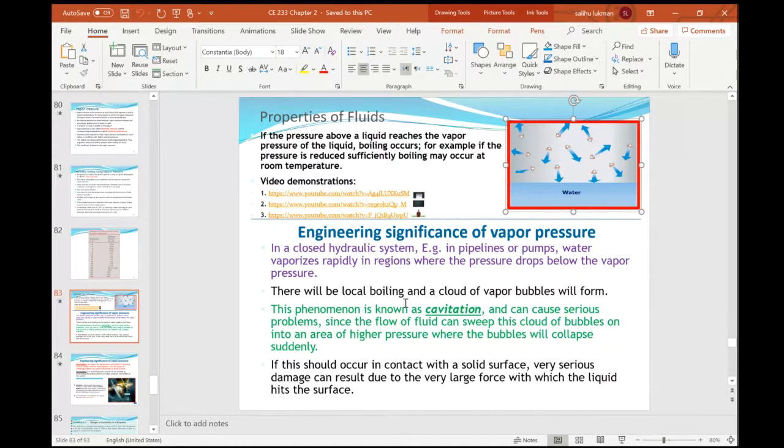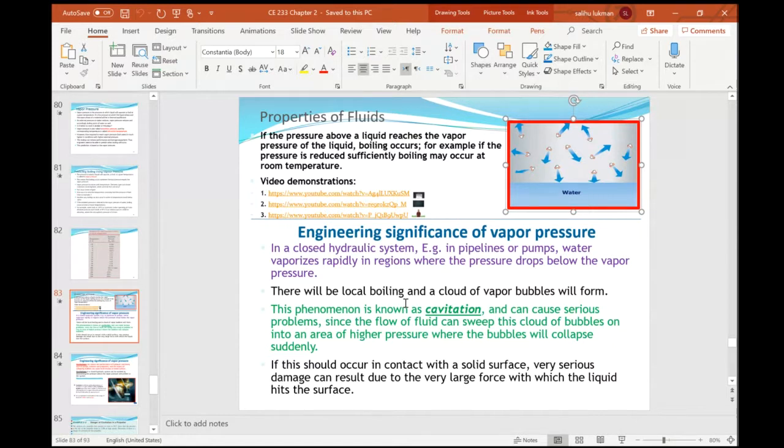Engineering significance of vapor pressure in a closed hydraulic system, e.g., in pipelines or pumps. Water vaporizes rapidly in regions where the pressure drops below the vapor pressure. When the pressure in the pipeline drops below the vapor pressure, water vaporizes. There will be local boiling, and a cloud of vapor bubbles will form. This phenomenon is called cavitation.